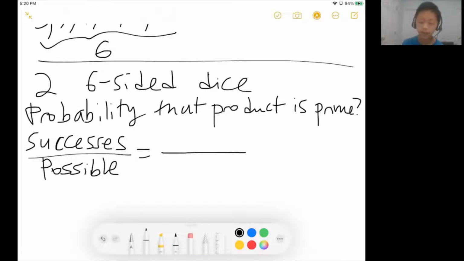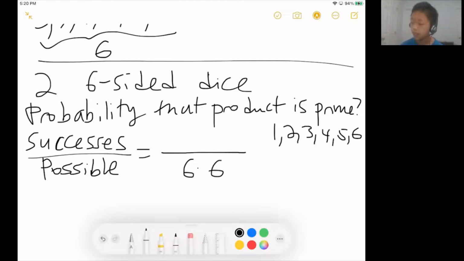So for the possible, again, it would just be 6 times 6, right? There's 6 ways for the first die and 6 ways for the second die. And for the successes, notice that in order for the product to be prime, we have the numbers 1, 2, 3, 4, 5, 6. Notice that we have to have one of the numbers rolled be 1, right?